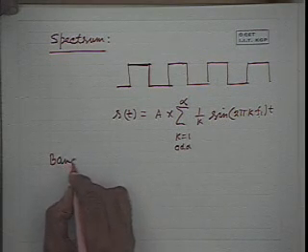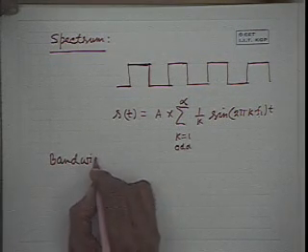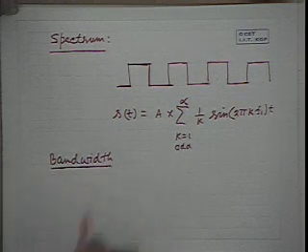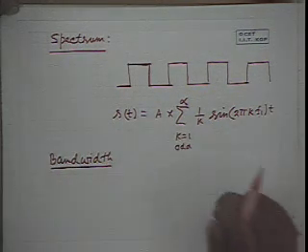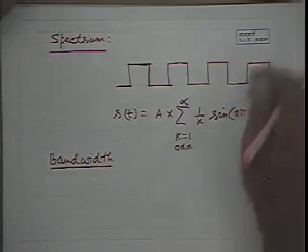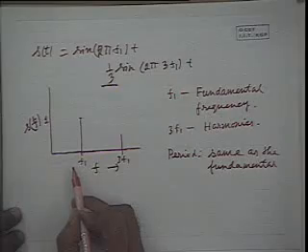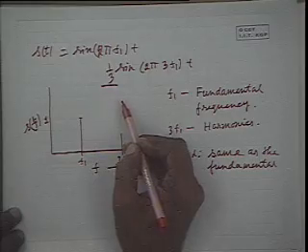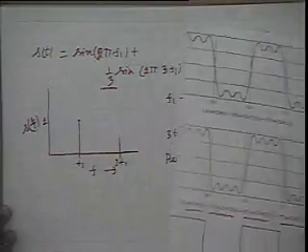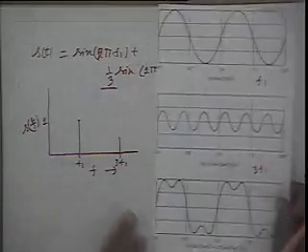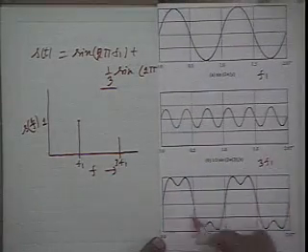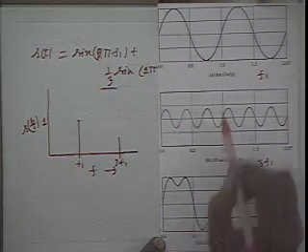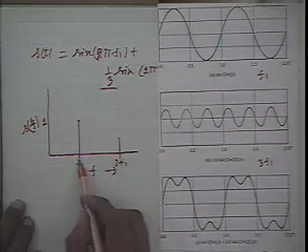Now, what is bandwidth? It is another very popular term widely used in the context of data communication. In this case, as you can see, this particular signal, which you have shown earlier, not this one, here, this particular signal has the fundamental and the third harmonic, f1 and 3f1.